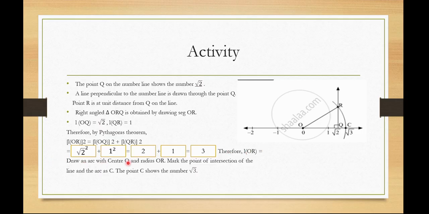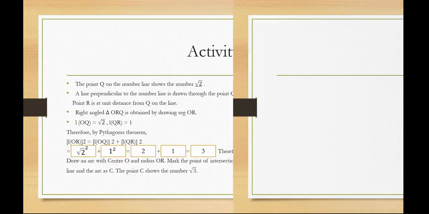Draw an arc with center O. Like this, they have told us to draw an arc. The point C shows root 3. So after drawing the arc, you will get the point C, that is root 3. Now, this root 3 is given, therefore OR is root 3.